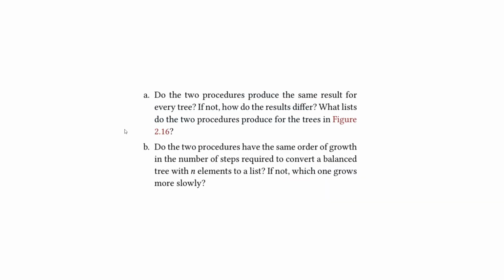The question goes on to ask: A, do the 2 procedures produce the same result for every tree? If not, how do they differ? What lists do the 2 procedures produce? I didn't write out the last one, but we'll answer the first one.